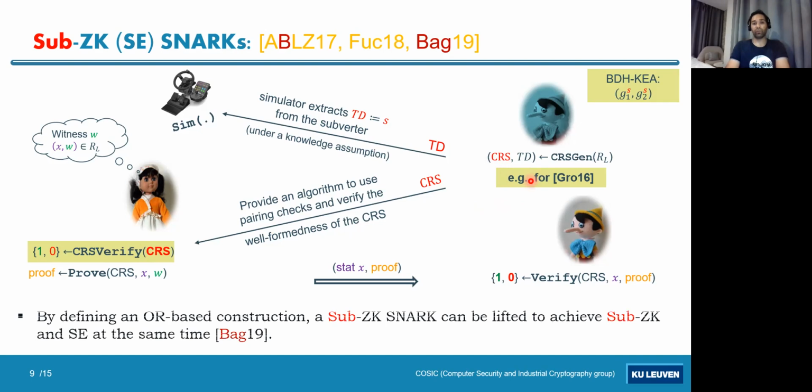In a follow-up work, I showed that given such SNARKs, we can define an OR language and extend this result to NIZK arguments that can achieve subversion zero knowledge and stronger notions like simulation soundness or simulation extractability. But again, you see that the verifier still needs to trust the CRS generator, or he needs to generate the CRS himself if there is only one verifier. But usually in practice, we have more than one verifier.